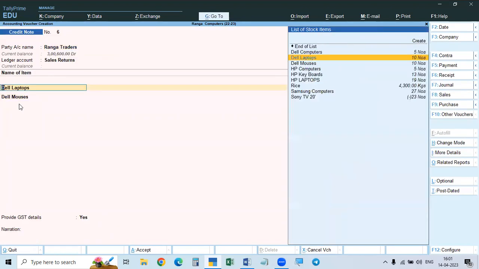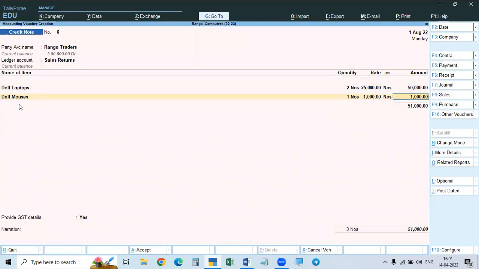After this, there is no other item. If there is another item, we can enter it also. Otherwise, come down. Now you can enter CGST. When the goods are returned, the invoice is reducing. That is why when the goods are returned, the tax also is to be reduced. Okay, now we are taking this one and coming below that. So provide GST details. You take yes and yes here.